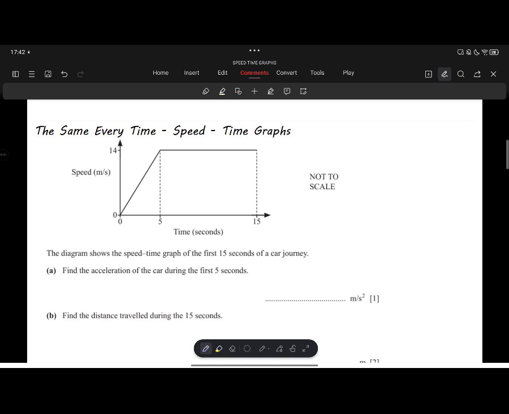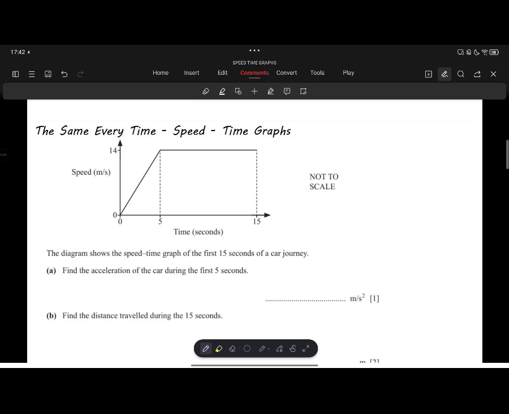So the diagram shows the speed time graph of the first 15 seconds of a car journey. Find the acceleration of the car during the first 5 seconds. And part B, find the distance traveled during the 15 seconds. So there are only really two things that they will ask us to do about speed time graphs. Thing number one is to find the acceleration. Thing number two is to find the distance traveled.